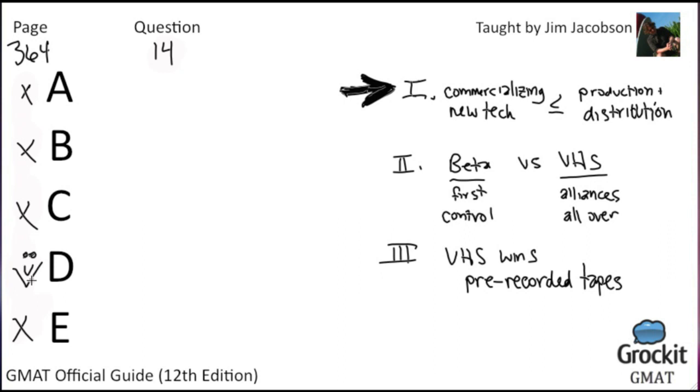And from here, we move on to the next page. And our second half of the questions. So page 365, question number 15. The author implies that one way that VHS producers won control over the VCR market was.